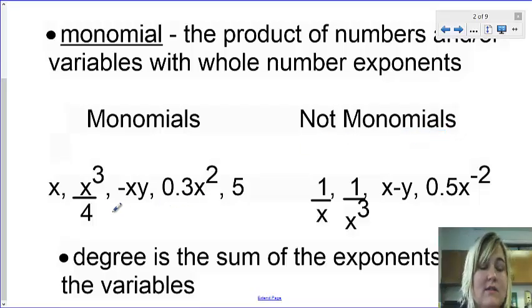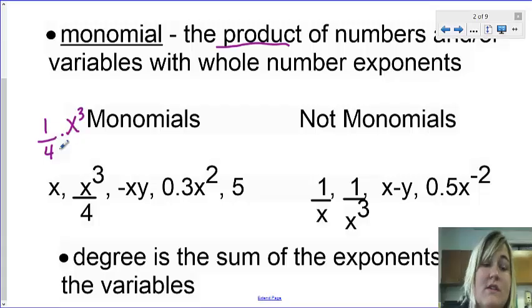Okay, we have x by itself. We have this x to the third over 4, and it says product. But we could write this as a product by writing it as 1/4 times x to the third. So this is a product of numbers and/or variables, and it has a whole number exponent, so that works. This is a product. Their exponents are both 1. Those are both whole numbers. That's fine. Same thing here, and 5 is just a number. Mono, you should remember, means 1, so it's a single term.